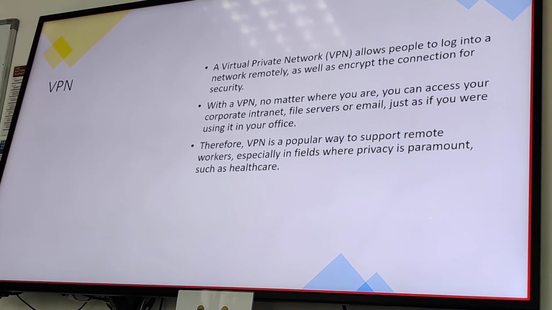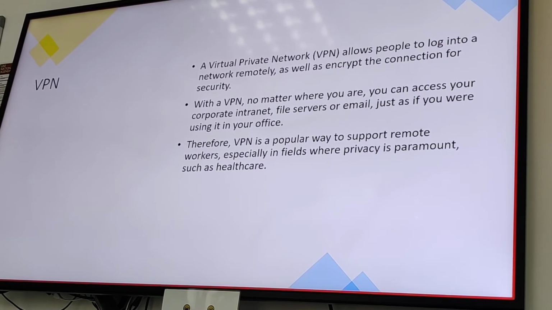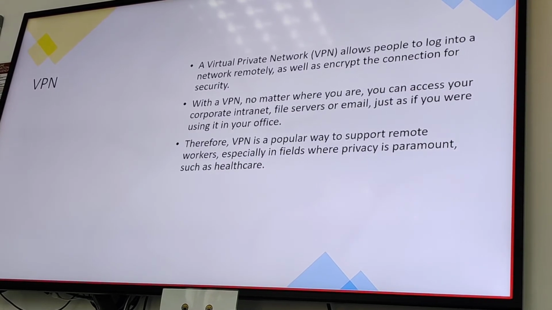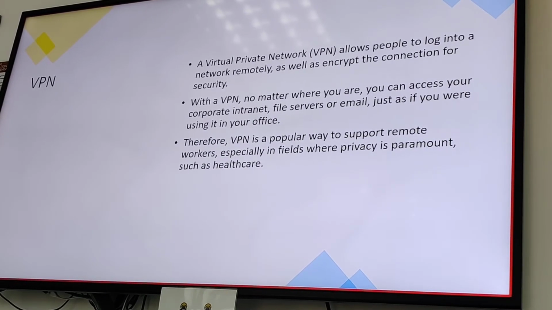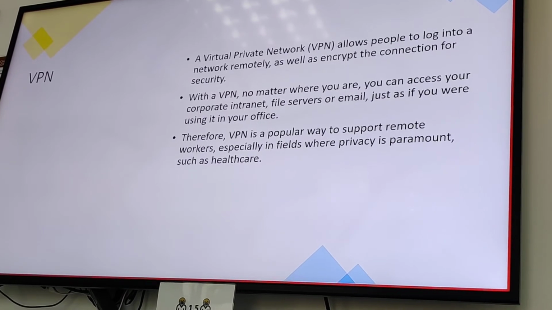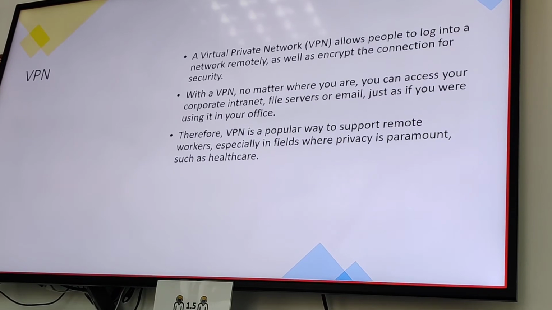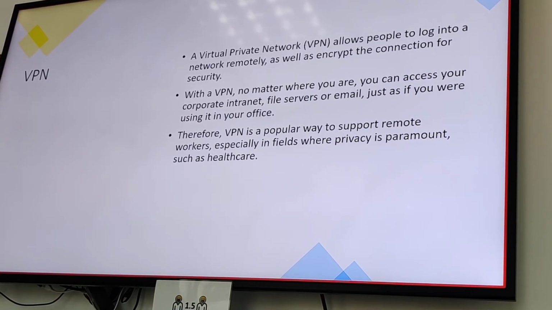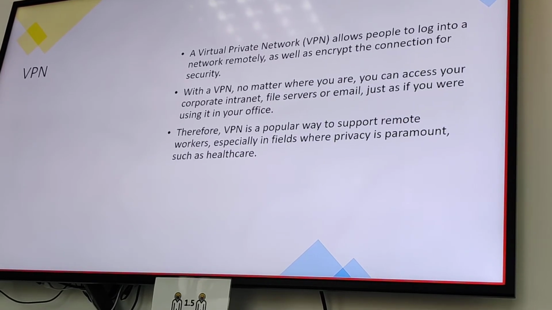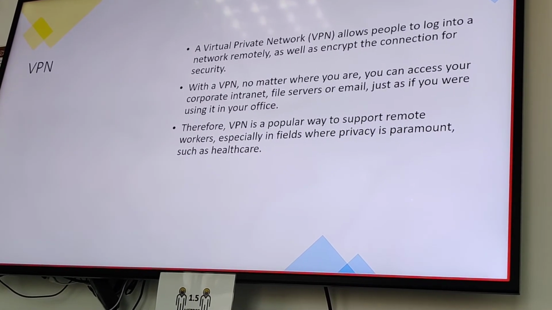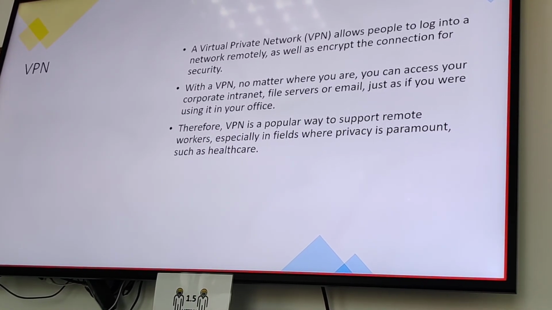And then a VPN is a virtual private network, and it allows people to log into a network remotely, no matter their geographical location, as well as encrypt the connection for security reasons, obviously. So no matter where you are in the world, you can access corporate intranet, file servers, or an email just as if you were in your office. And VPN is obviously a very popular way to support remote workers, especially in fields where privacy is very important, for example, healthcare, because it's very secure.